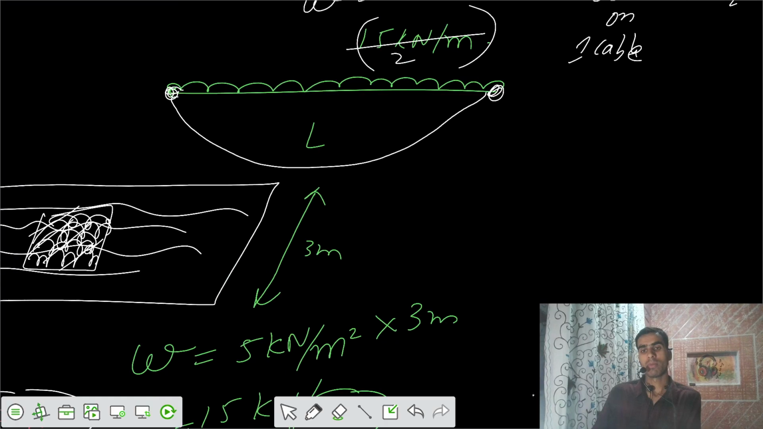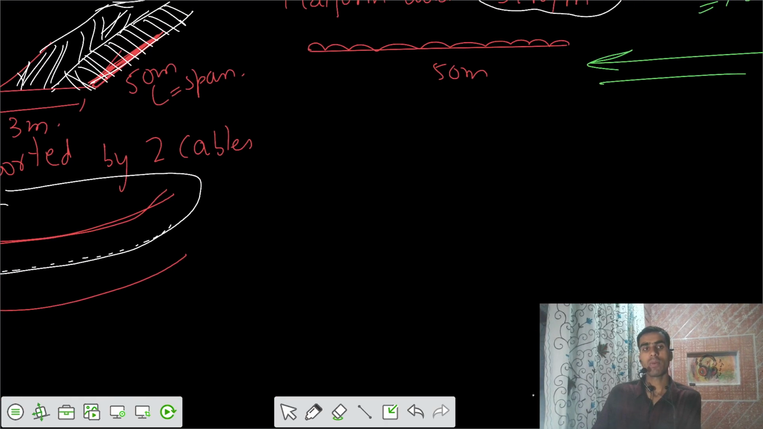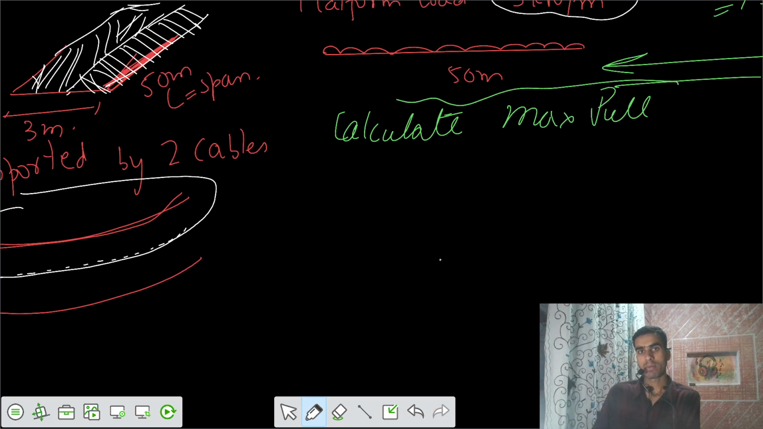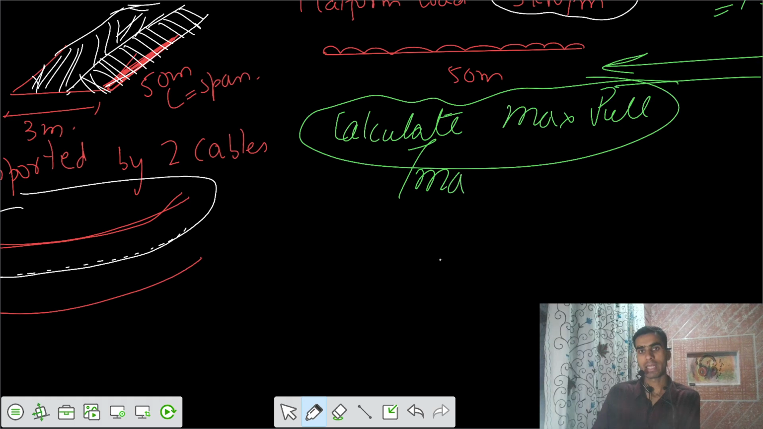Now this is our intensity. Let's take the problem now. That's an easier one. Now what is it saying? It's saying to calculate the maximum pull in the cable. Calculate maximum pull, that's Tmax. Get the value of Tmax.